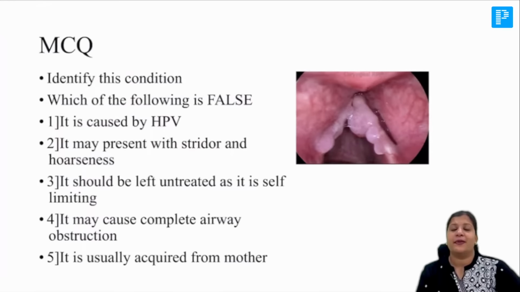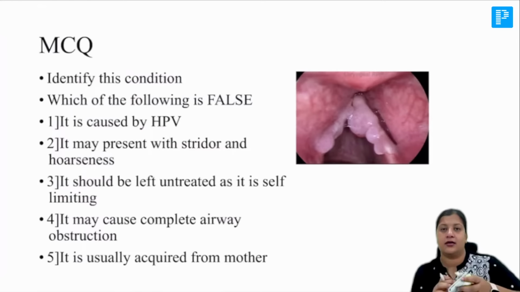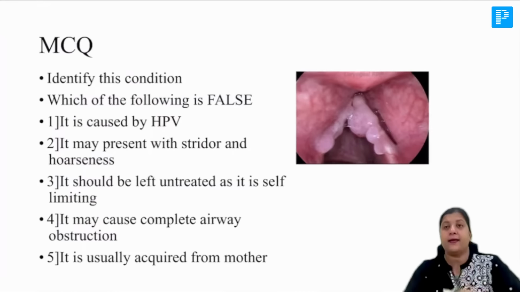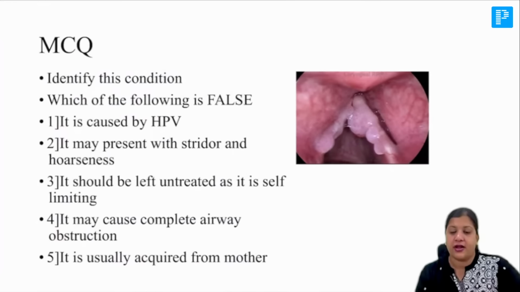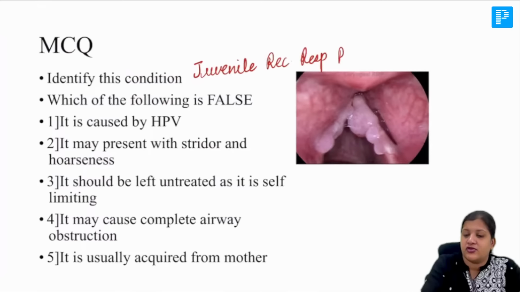It may cause complete airway obstruction, and it is usually acquired from mother. So I'm waiting for all of you to answer. Yes, all of you are right. All of you are answering it right. The condition that you see here is juvenile onset recurrent respiratory papillomatosis. Why am I saying it is juvenile onset recurrent respiratory papillomatosis?